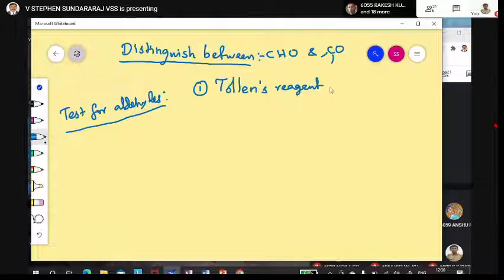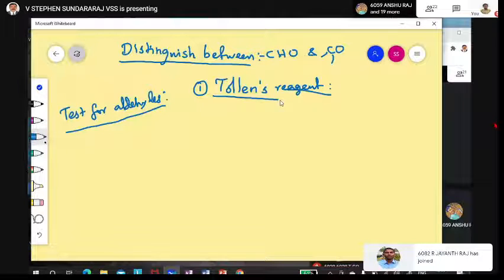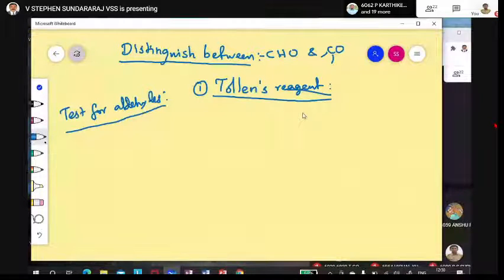What you write for Tollens reagent is, first of all, ammoniacal silver nitrate. Ammoniacal means ammonium hydroxide, a few amounts will be added. So, ammoniacal silver nitrate. Actually it is Ag plus, and one complex will form with ammonia. That is why it is ammoniacal silver nitrate, so it will be more stable as a complex.